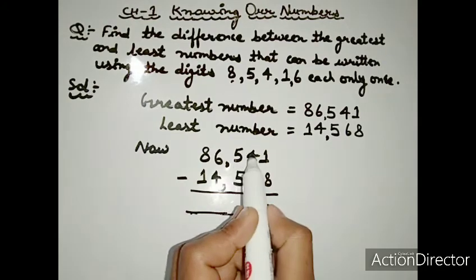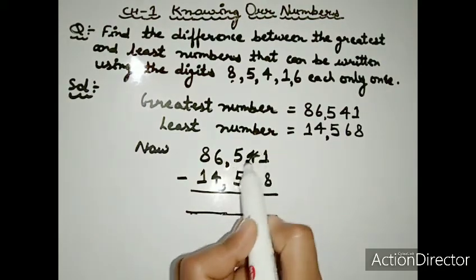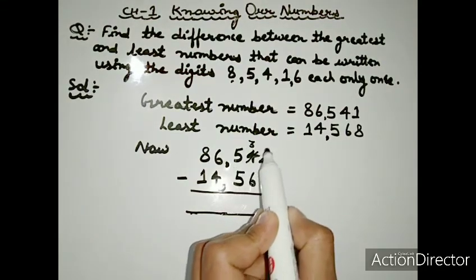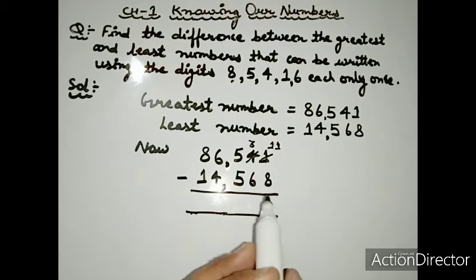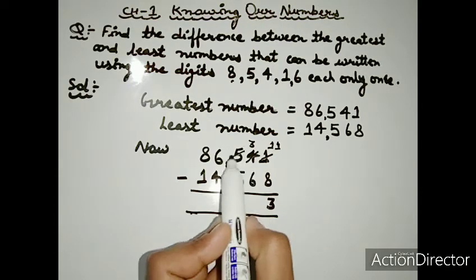Now here we take one borrow from here. So here 3 is left here and this number changes into 11. Now 11 minus 8, 3. Now here we take one borrow from here.